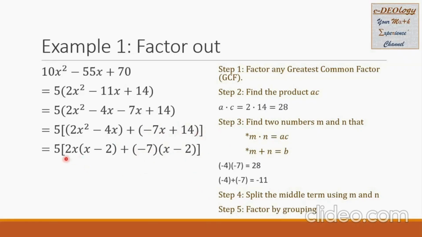And now we have two big groups here, and we can see that there is a common factor for these two big groups, and that common factor is the binomial x minus 2.